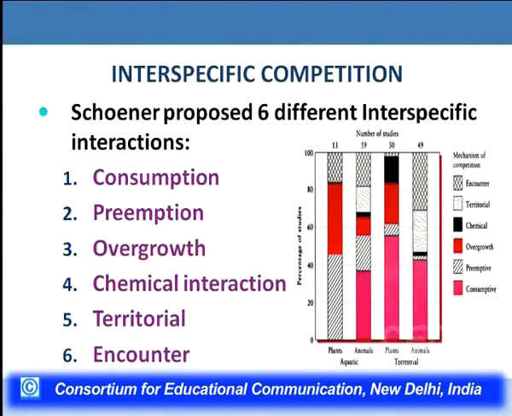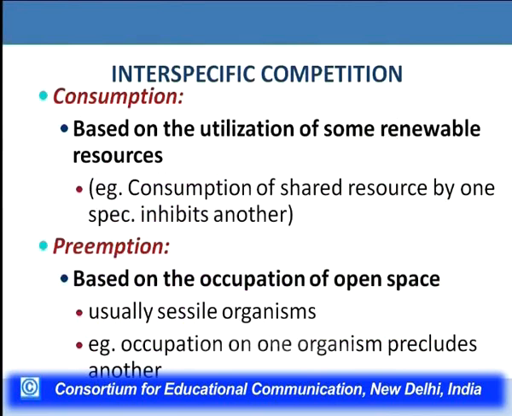For example, in the aquatic region, we can see overgrowth in plants is one of the dominant forms, as well as the preemptive form, whereas in animals consumptive competition is the most dominant. Whereas in the terrestrial region, for plants consumptive competition is most prevalent, and in animals also it is consumptive competition. So there are different extents of these competitions which occur between species of plants and animals in aquatic as well as terrestrial habitats or ecosystems.